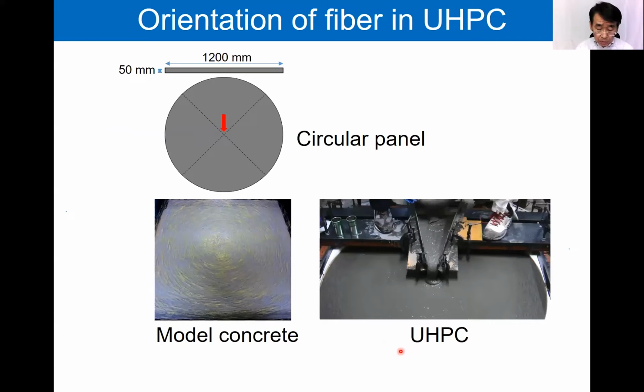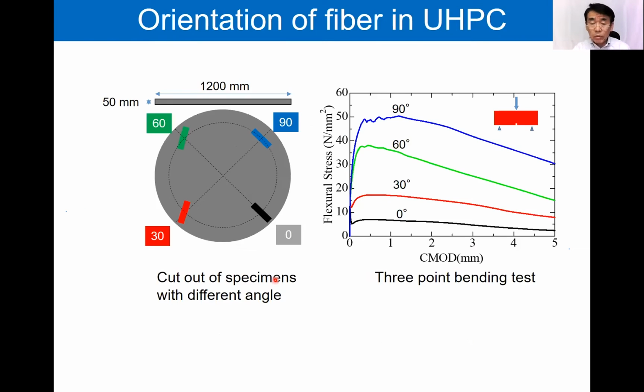For example, when the concrete is poured from the center of the panel, the fibers are oriented in the circumferential direction. Therefore, when a flexural specimen is cut from the panel and tested, the flexural strength changes depending on the direction of the cut.